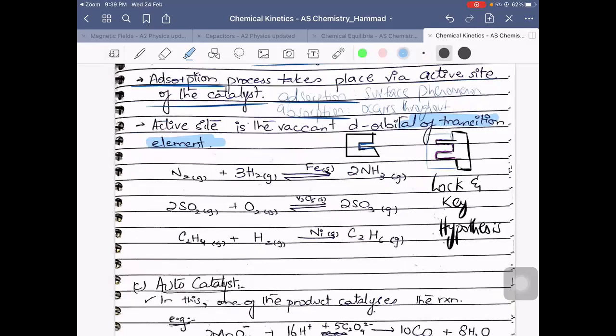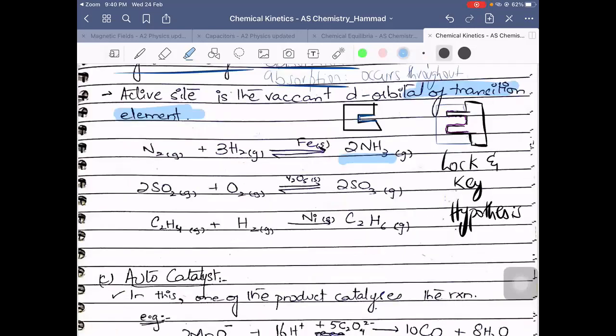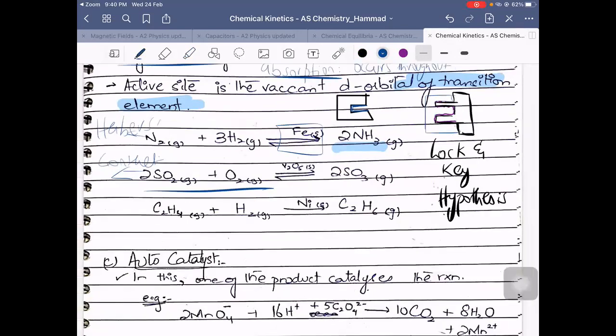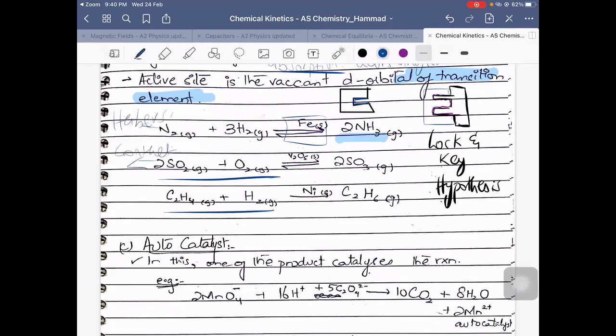Nitrogen plus hydrogen gave you ammonia, right? And an iron catalyst was used. This was a reversible process. Similarly, SO2 plus O2 gives you 2SO3. By the way, this is the contact process or contact reaction. This is the Haber's process, right? Beneath is the process called hydrogenation, that is the addition of hydrogen to an alkene.